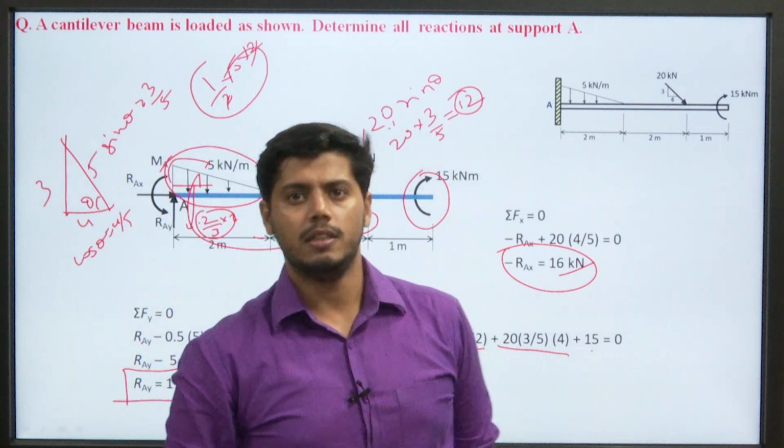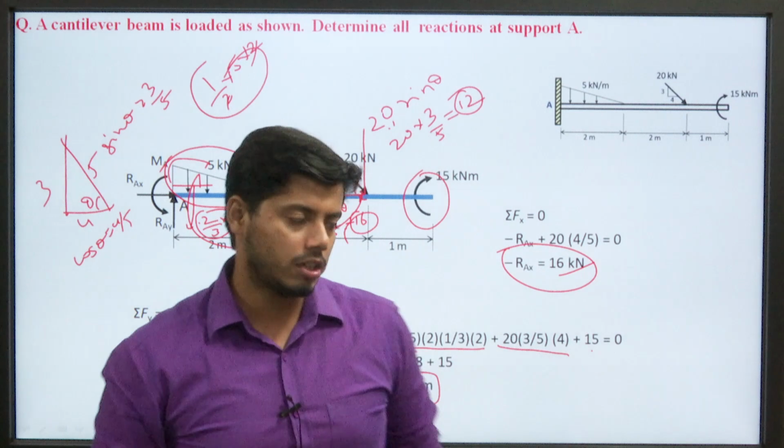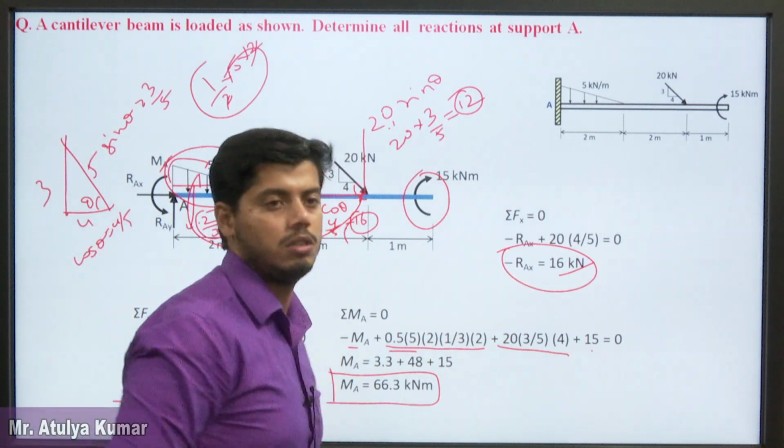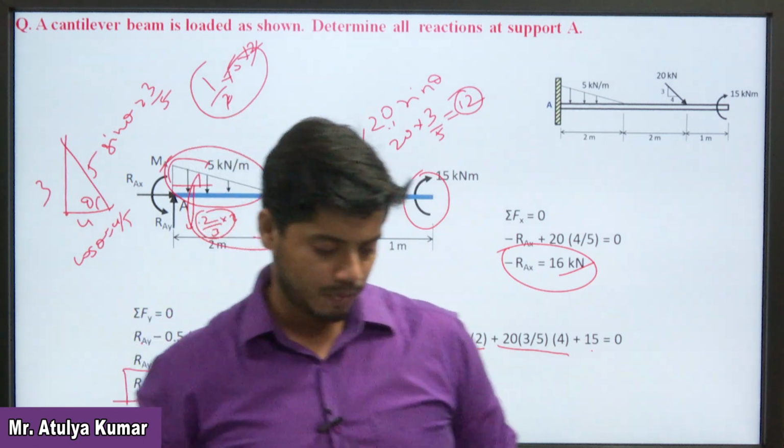So basically, these are the three reactions we have calculated: RAX equal to 16, RAY 17, and MA equal to 66.3 kilonewton. Okay, thank you.